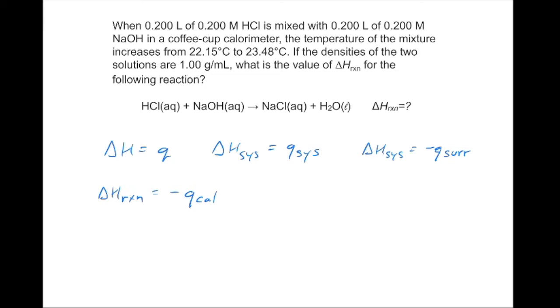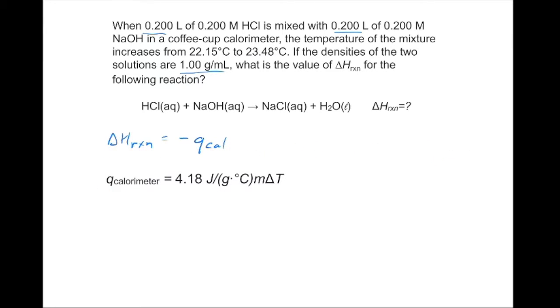We also have to realize that when we determine Q of the reaction, the units are going to be in kilojoules, and they're going to be related to the amount of reactants that are used. In this case, we have 200 milliliters of each with a density of 1 gram per milliliter. So the total mass of the solution is going to be 400 grams, but the units of delta H are in kilojoules per mole. So we're going to have to convert Q of the reaction into delta H of the reaction in terms of kilojoules per mole.